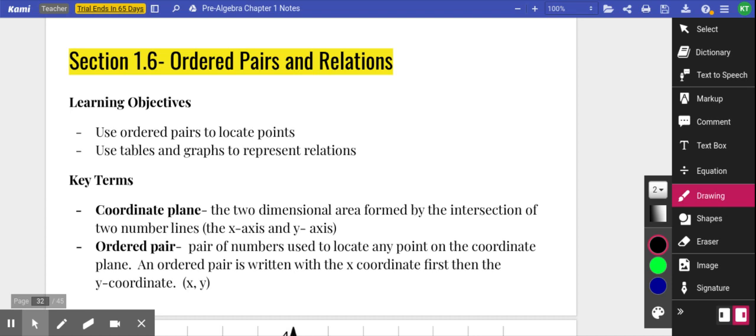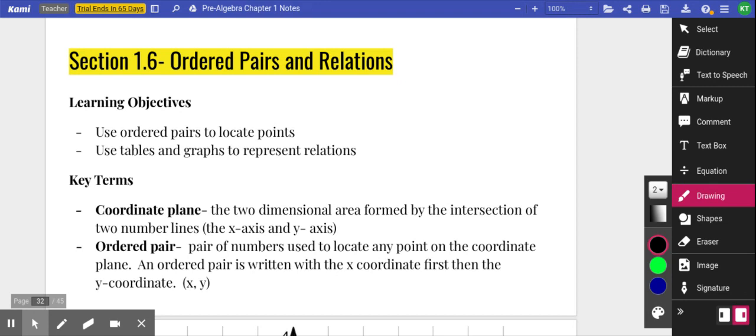All right, hello pre-algebra students. Today we're going to cover section 1.6, where we talk about ordered pairs and relations. Our learning objectives today are to use ordered pairs to locate points on a coordinate plane, and we'll use tables and graphs to represent these relations.